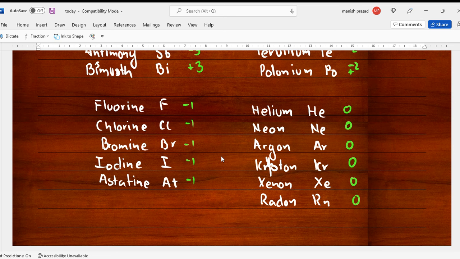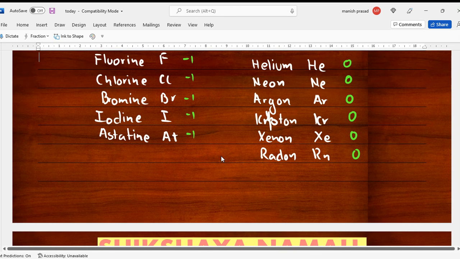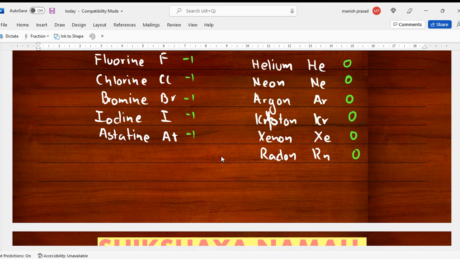In the junior classes, we do study that they are unreactive gases. But in the senior classes, we will study that some of them, under the right conditions of temperature and pressure and catalyst, do show some reactions.